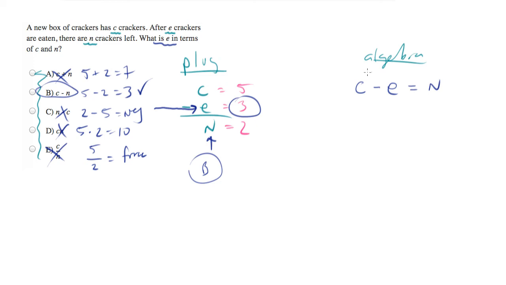And so if you think of this as the given, what have we been asked to find? We've been asked to find E. So what we would need to do is solve this for E. So let's add E to both sides.